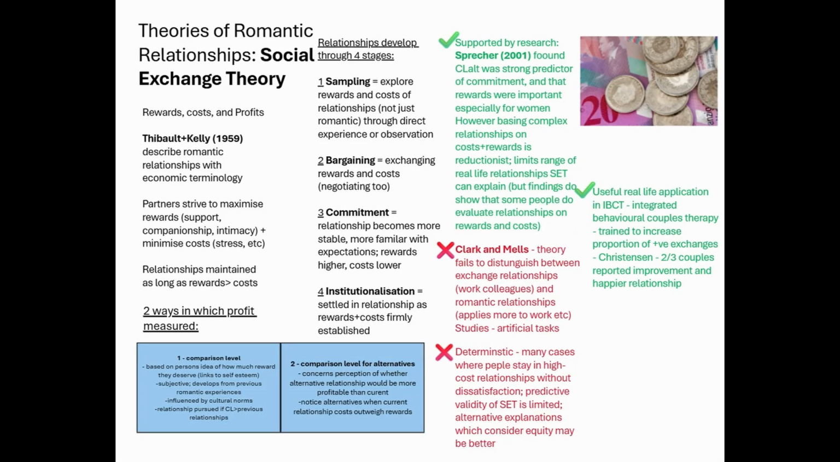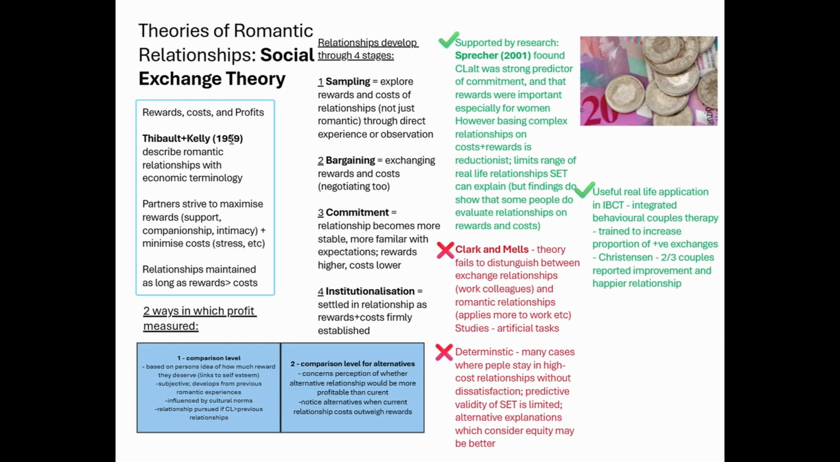Onto the theories of romantic relationships. So the first one is the social exchange theory. This is the idea that relationships are built on exchanging things, similar to money. So it's about rewards, costs and profits.